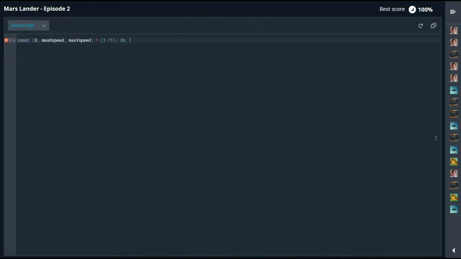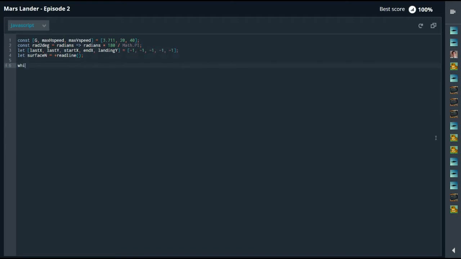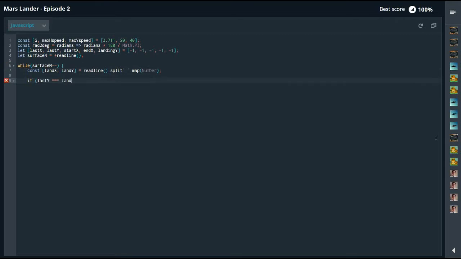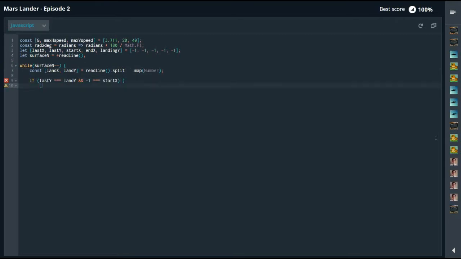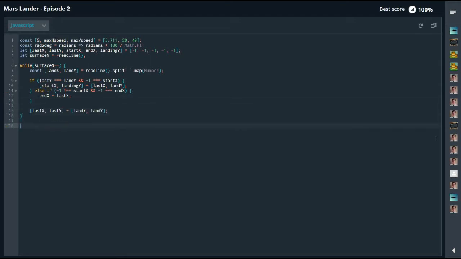Set the initial constants. Read the surface of Mars. By connecting all the points in a structural manner, you form the surface of Mars. Loop the game. Read the horizontal and vertical speed.